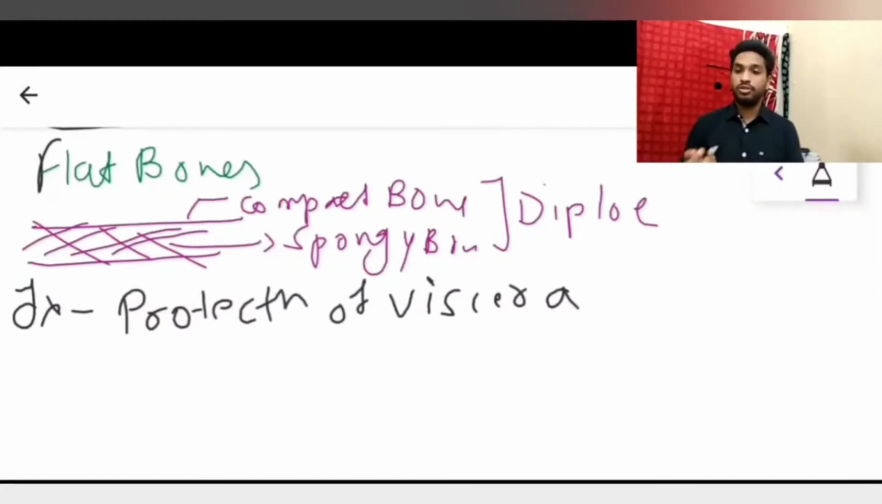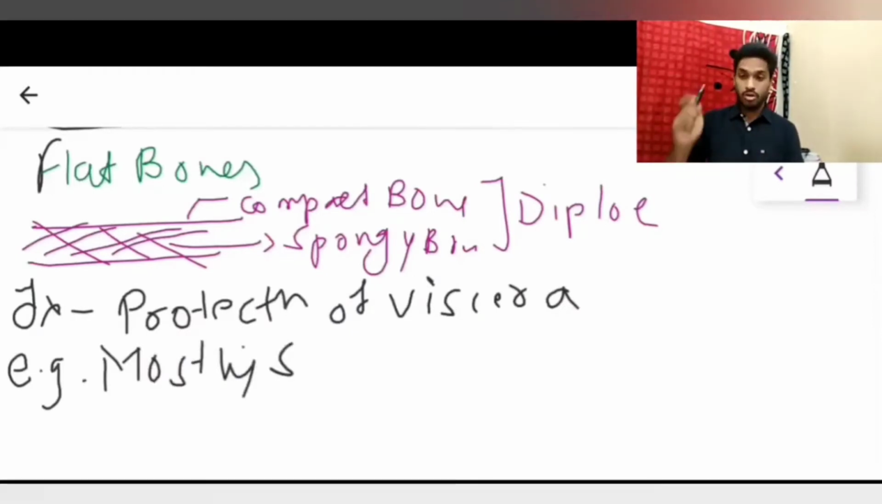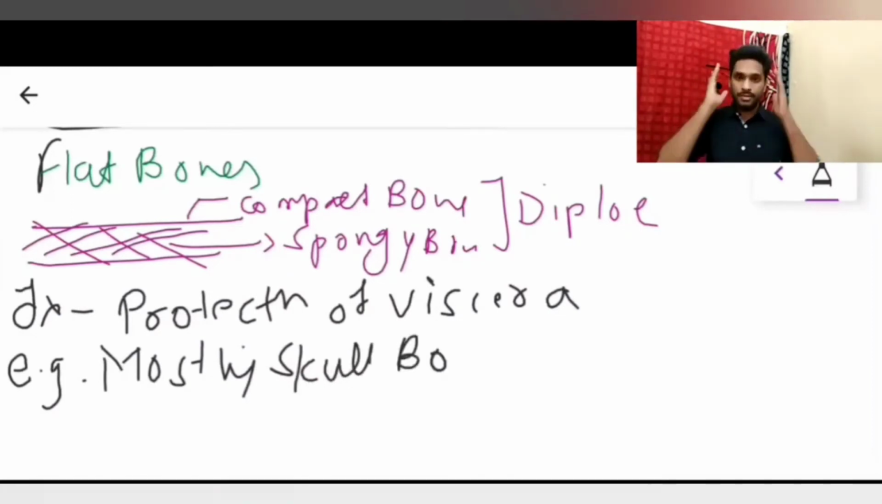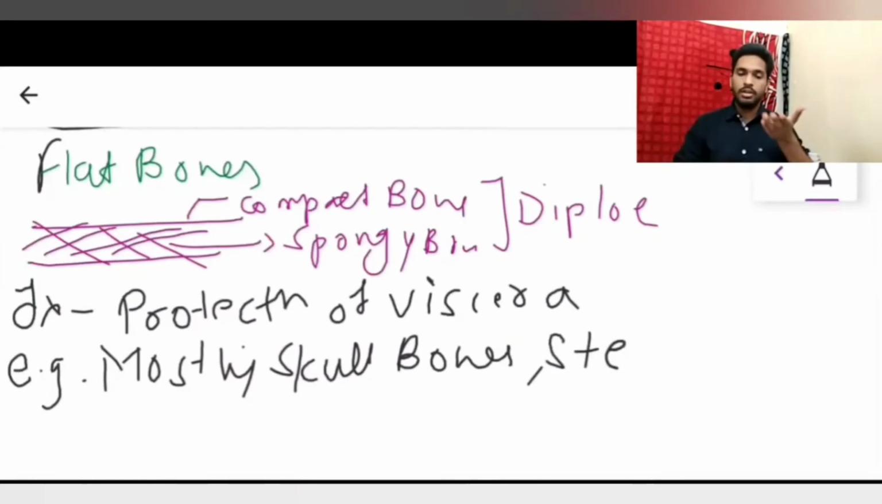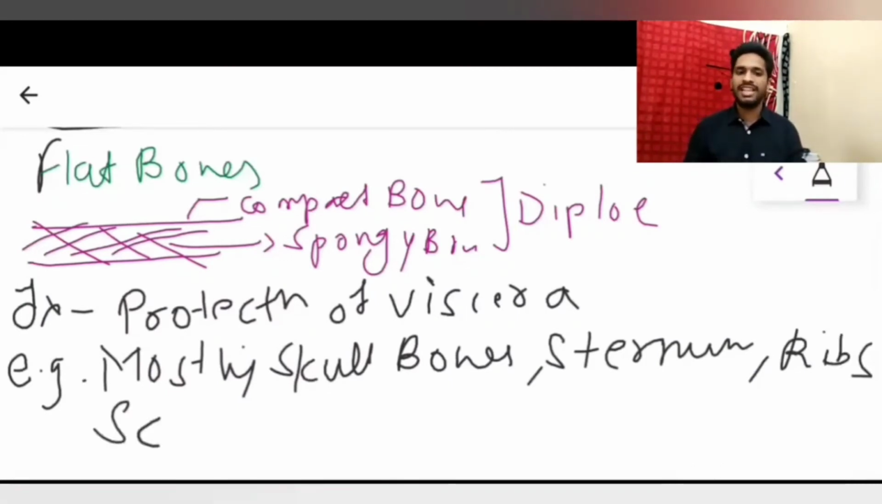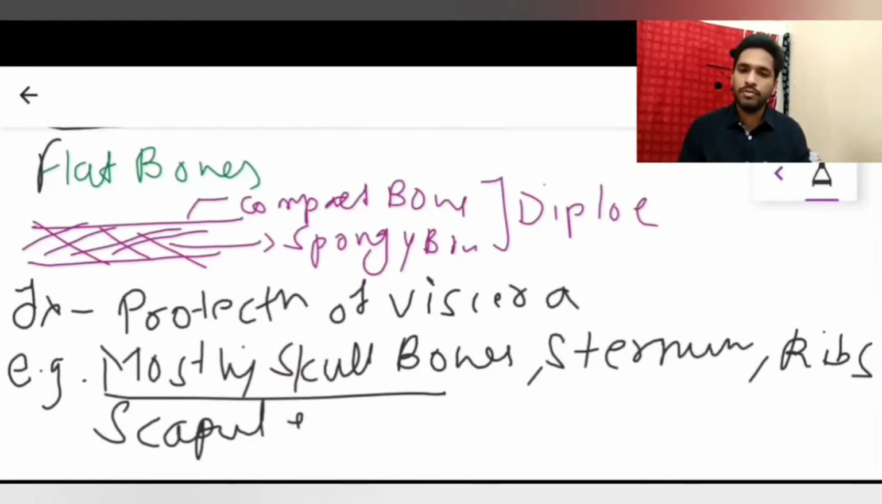Protection of viscera. So do you know any example of such bones? So first is mostly all the skull bones. All the skull bones are kind of flat bones. If you observe them, this parietal, occipital, frontal, these are examples of flat bones. Then we have sternum, ribs, and scapula. These are also examples of flat bone.